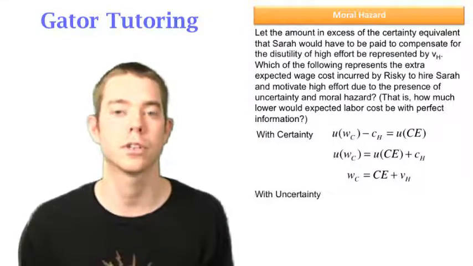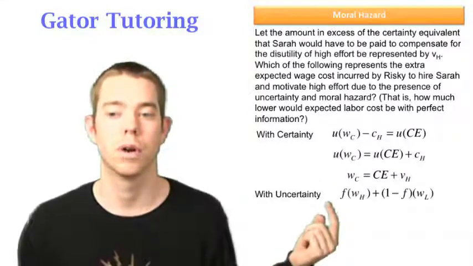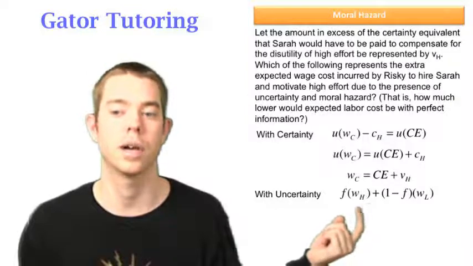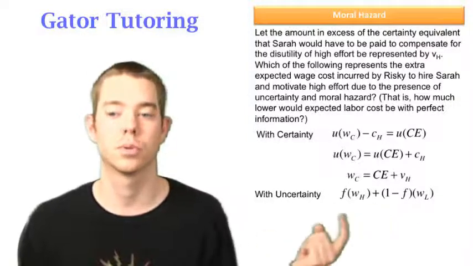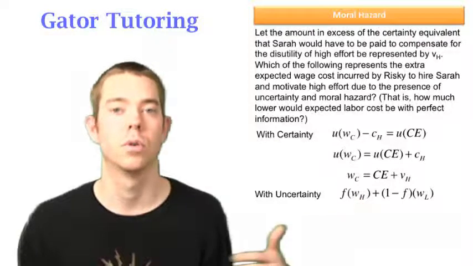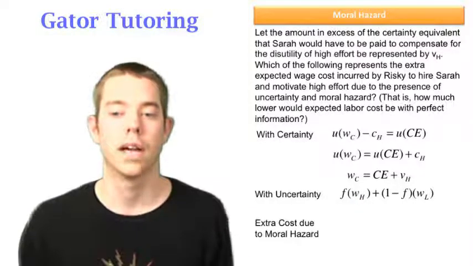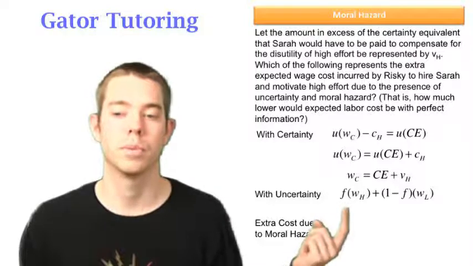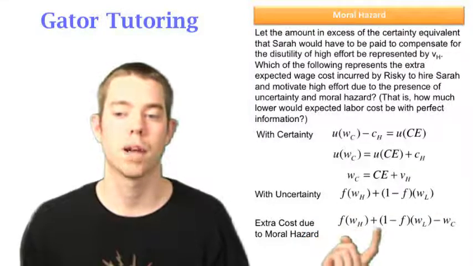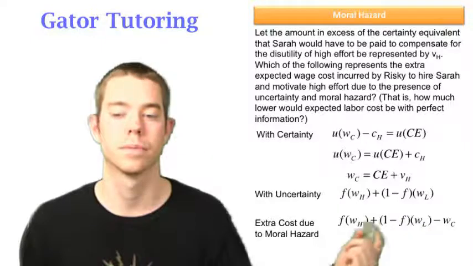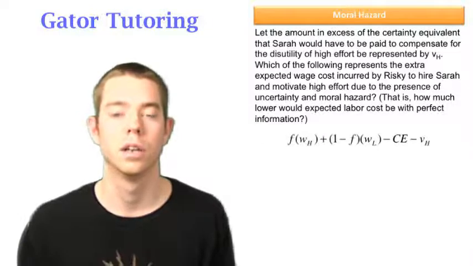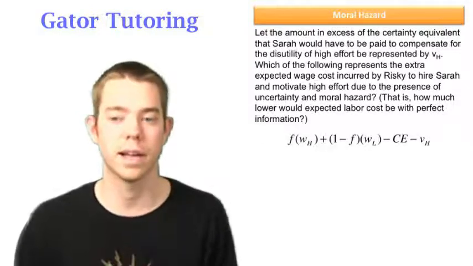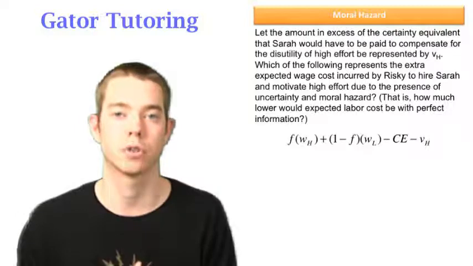Again, remember with uncertainty, F% of the time we'd expect to pay the high wage, 1 minus F% of the time we'd expect to pay the low wage. So this was the expected wage with uncertainty. The extra cost due to moral hazard will be just the cost with moral hazard minus the cost without moral hazard. And we can simplify that and plug in for WC. Now that we've plugged in for WC, we've already gotten the right answer. We just need to make it match an answer choice.